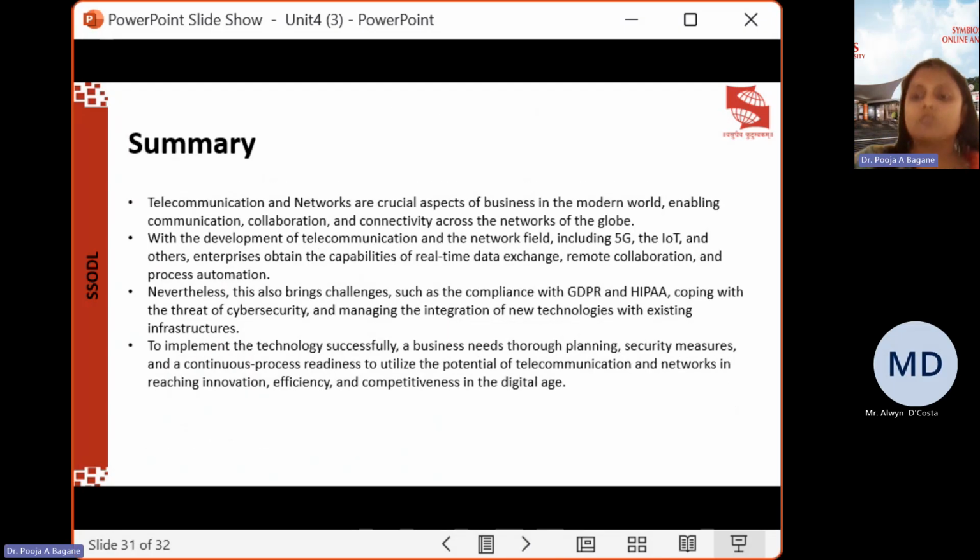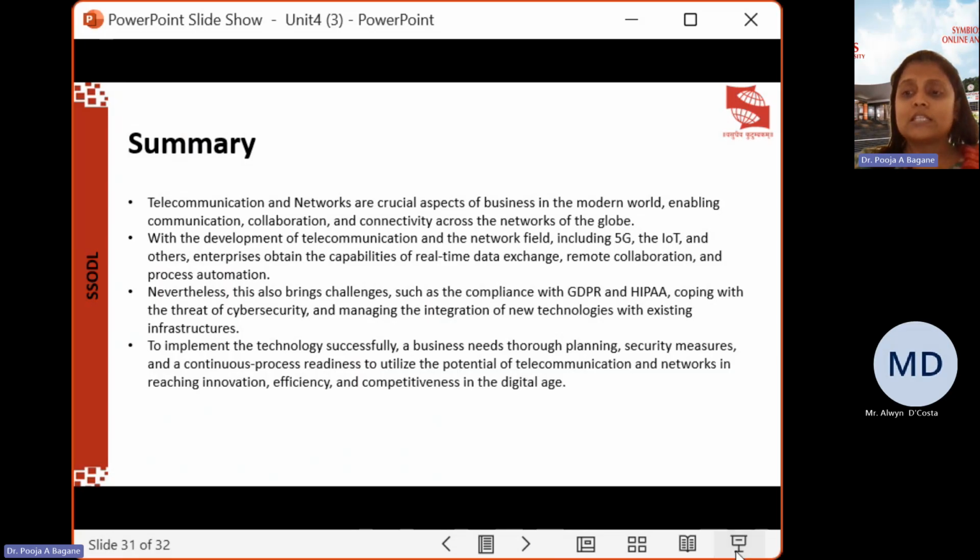So what we have seen in this unit, module number 4, is that telecommunication and networks are crucial aspects of businesses in the modern world, enabling communication, collaboration, and connectivity across the globe. One can communicate and collaborate across the globe within a fraction of a second. With the development of telecommunication and network technologies, which include 5G and IoT, enterprises obtain the capability of real-time data exchange, remote collaboration, and process automation.